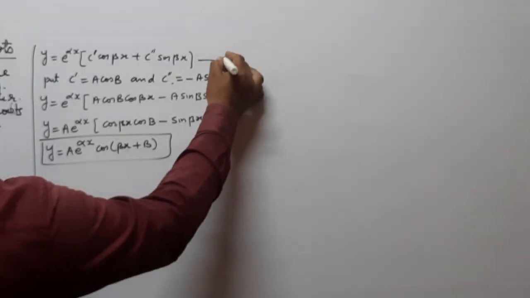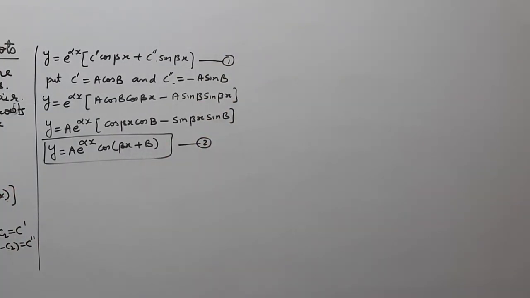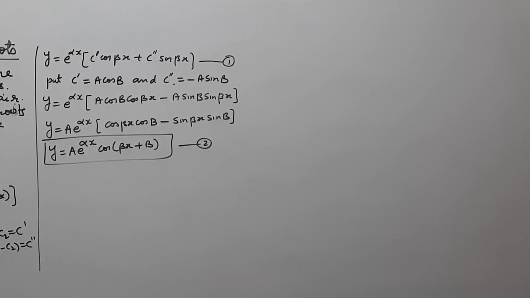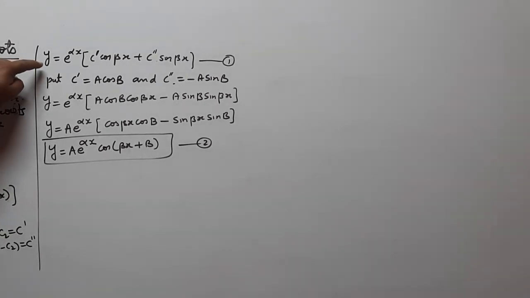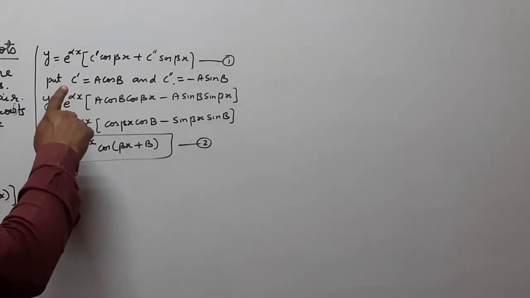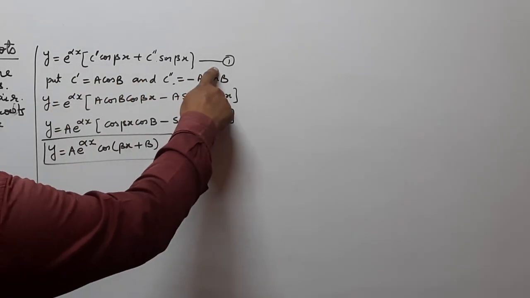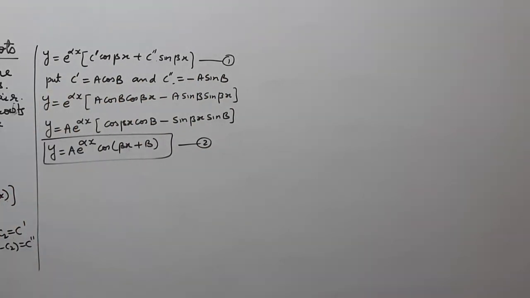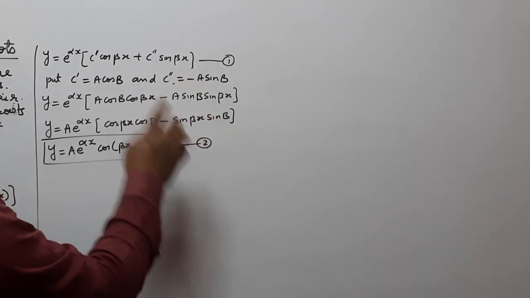Now you can write the general solution of the auxiliary equation if the roots are imaginary. If the roots of the auxiliary equation are alpha plus i beta and alpha minus i beta, then the general solution can be written as either 1 or 2. If the roots of the auxiliary equation are imaginary, then the general solution of the nth order linear differential equation can be written as either 1 or 2.